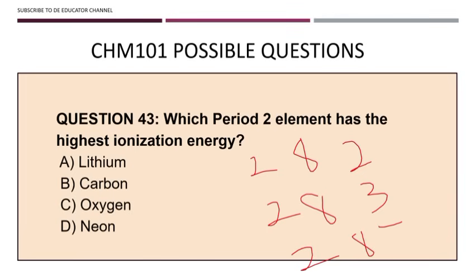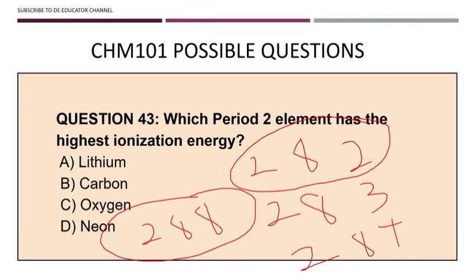2,8,4, then we have 2,8,8. Which one do you think will be easy to remove? It is 2,8,2. You can easily remove the 2 compared to removing the 8. You understand what I mean? You can easily transfer, maybe you want to bond now, 2 electrons to another element rather than transferring a whole 8. So in 2,8,2 the ionization energy is low because you can just easily remove it. You don't need so much energy.